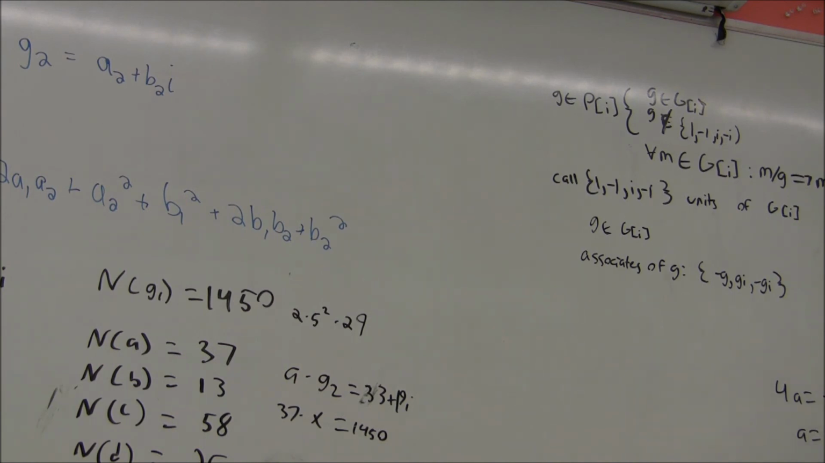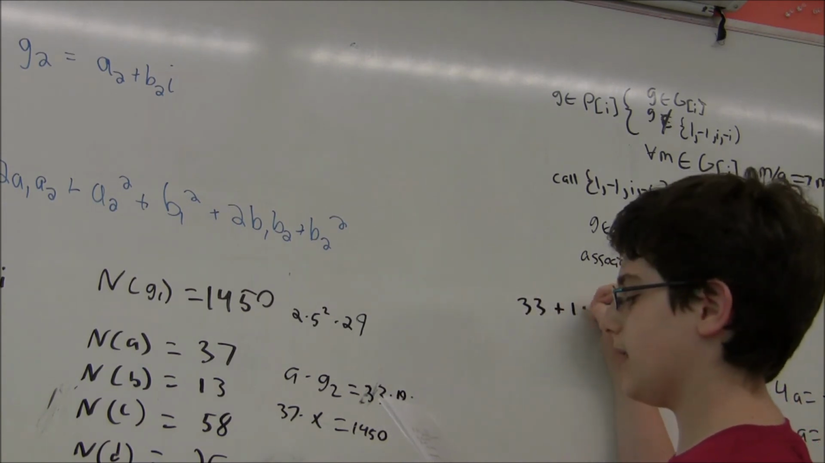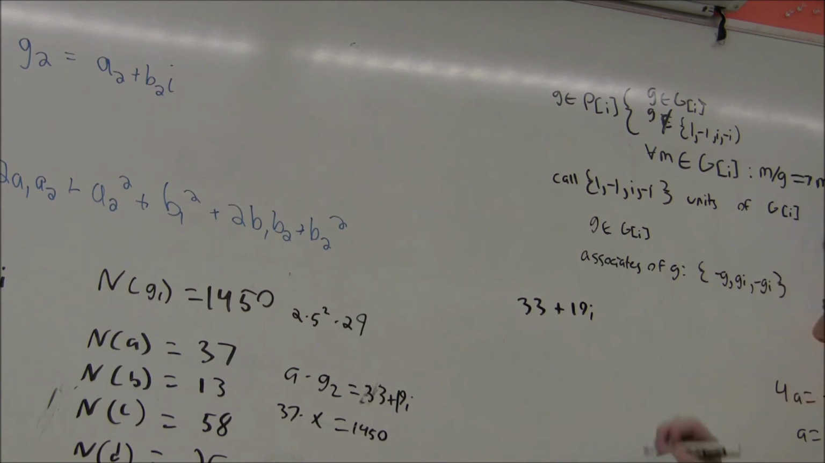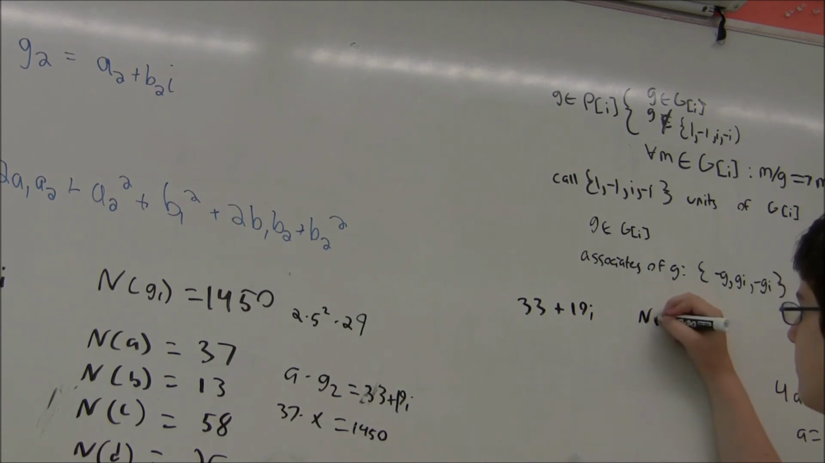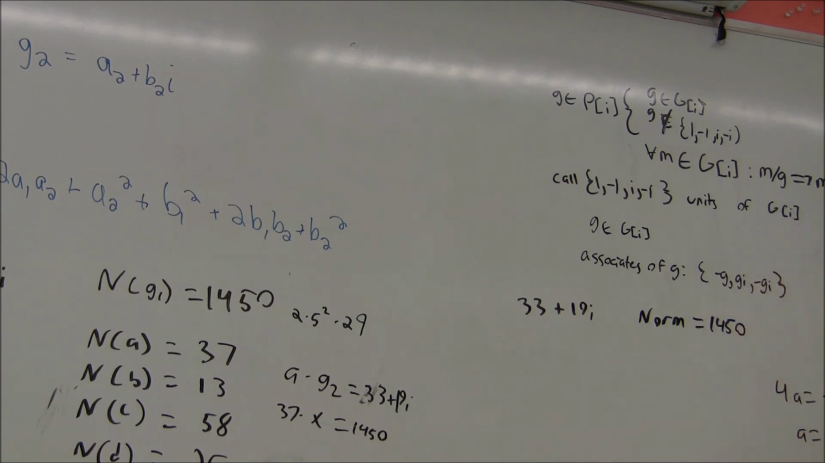So then we wanted to prime factorize 33 plus 99i. Its norm is 1450. So we realized that what we wanted to do was to find one Gaussian integer with each of these numbers as a norm, because that's as small as you can get. No number will ever divide into something with a norm of 2, a norm of 5, or a norm of 29, because they're prime.